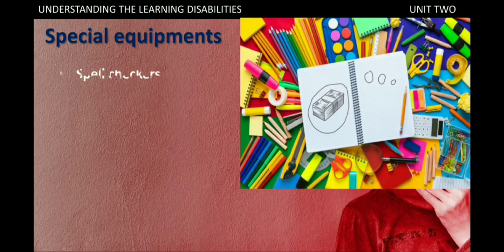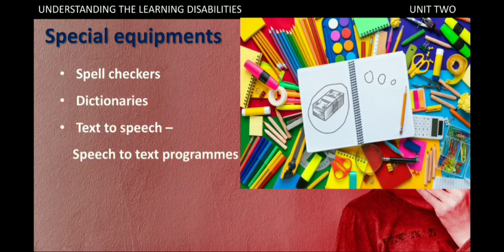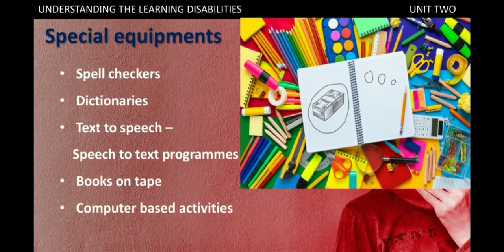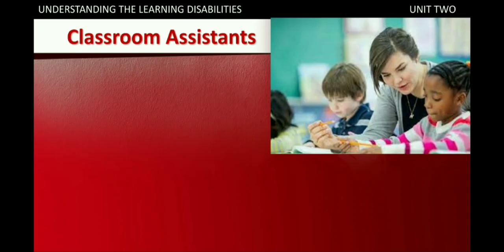And special equipment: spell checkers, dictionaries, text to speech or speech to text programs, and books on tape can be used. The teacher can record the books on tape so that the student can revise the topics again and again without giving any trouble to the teacher. So the workload of the teacher will also be reduced, and it will be more convenient for the student, because if he has doubts he can listen, and computer based activities can be done.